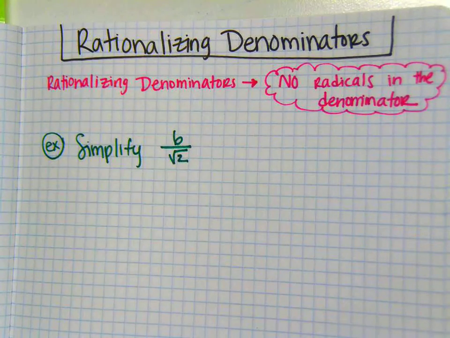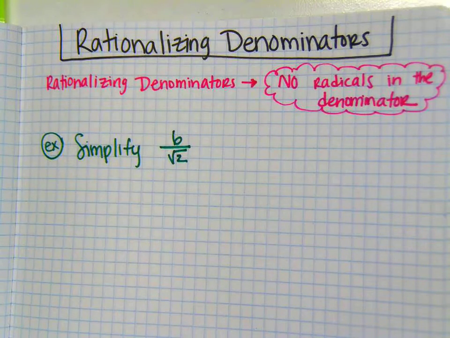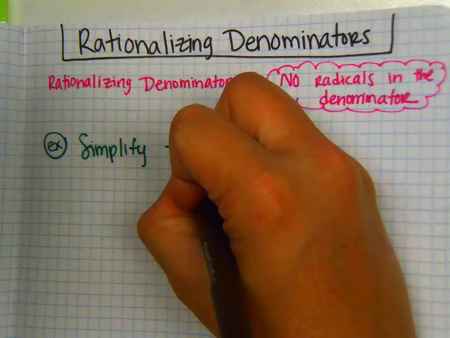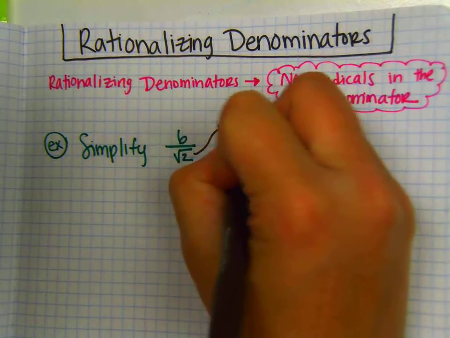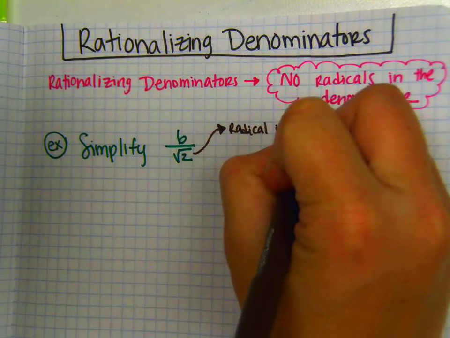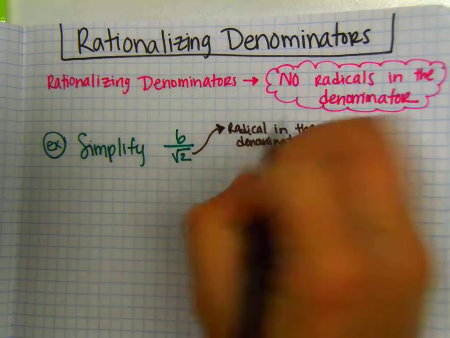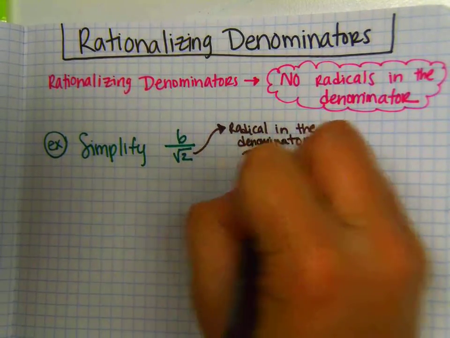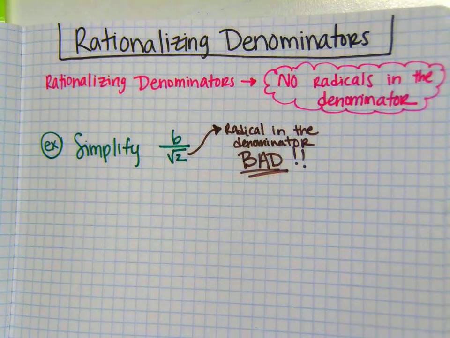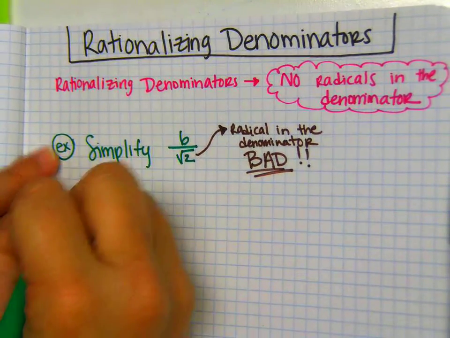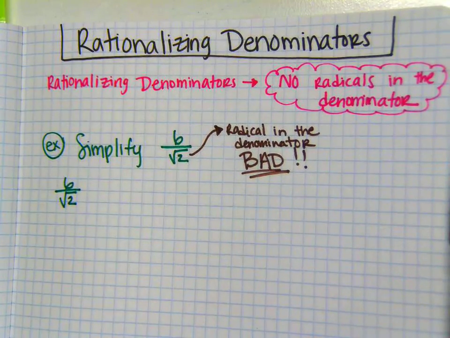We have 6 over root 2. Because we have a radical in the denominator, that's bad. If you ever have a radical in the denominator, that is bad. We don't want that, okay? So we need to rationalize. And what that means is we're going to get that radical out of the denominator.